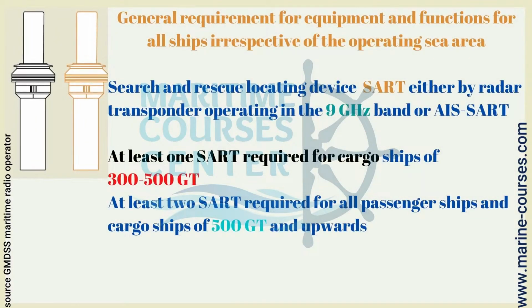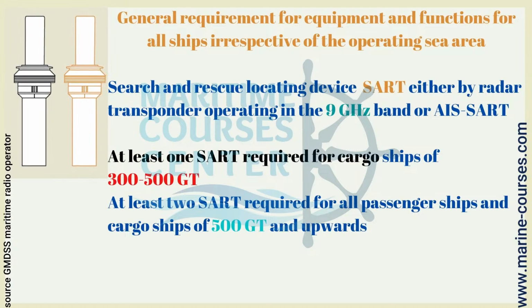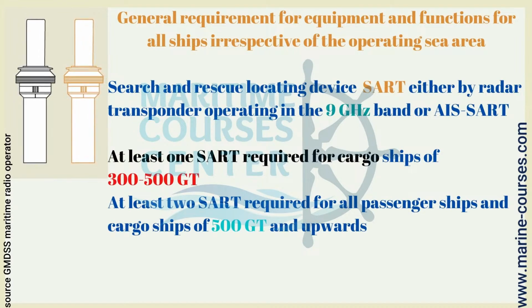General requirement. Here we must have a search and rescue locating device such as a SART, either a radar transponder operating in the 9 GHz band or an AIS-SART. At least one SART is required for cargo ships of 300 to 500 gross tonnage, and at least two SARTs are required for all passenger ships and cargo ships of 500 gross tonnage and upward.